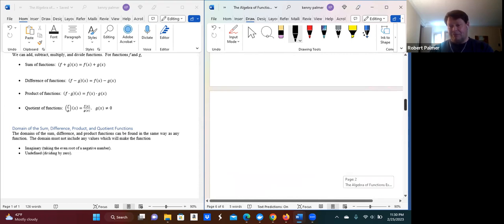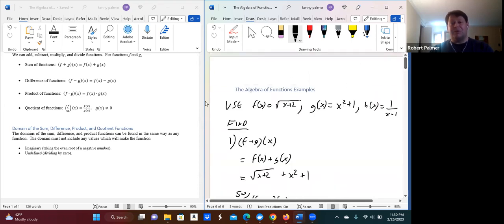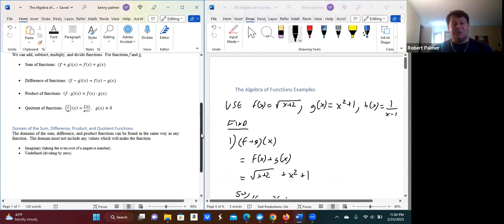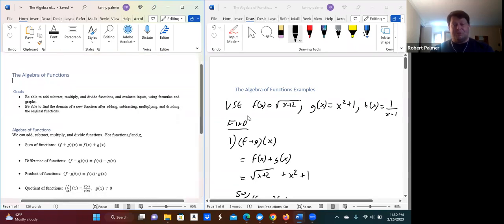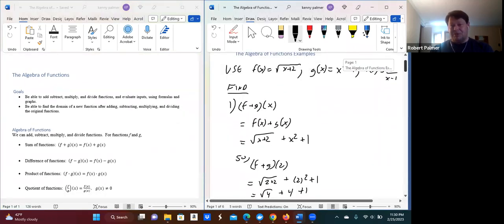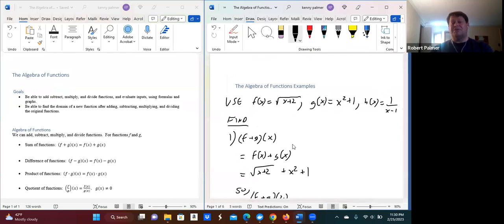Simply remember that. Okay, so to summarize, what we learned today is how to do what's called the algebra of functions, sometimes called function operations: adding, subtracting, multiplying, and dividing functions. We learned how to do that in terms of the functions themselves, in terms of finding specific values, using both the equations or formulas of the functions, and also using functions and graphs. Then finally we learned how to find the domain of these new functions, which is the same way you find the domain of any function.